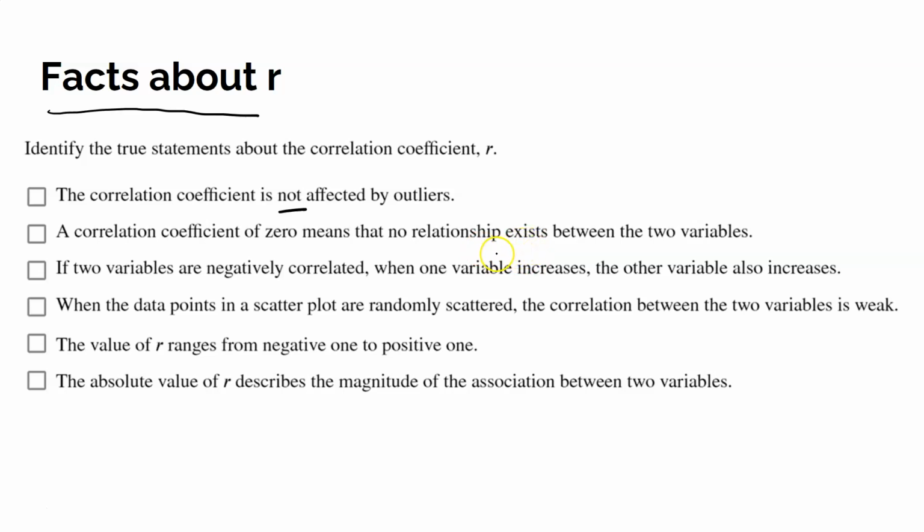If two variables are negatively correlated, when one variable increases, the other variable also increases. When the data points in a scatter plot are randomly scattered, the correlation between the two variables is weak. The value of R ranges from -1 to +1, and the absolute value of R describes the magnitude of the association between the two variables. Essentially, without worrying about the sign is what that means. How strong is the association?